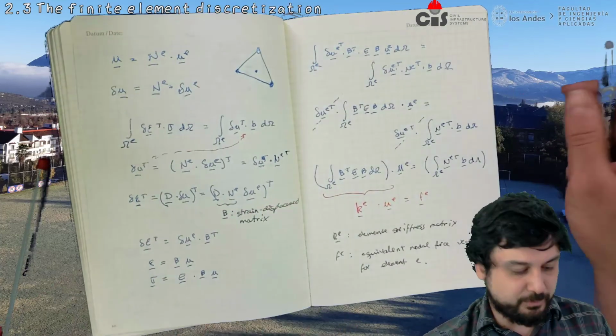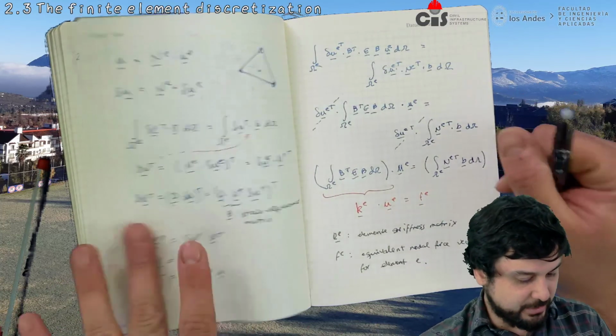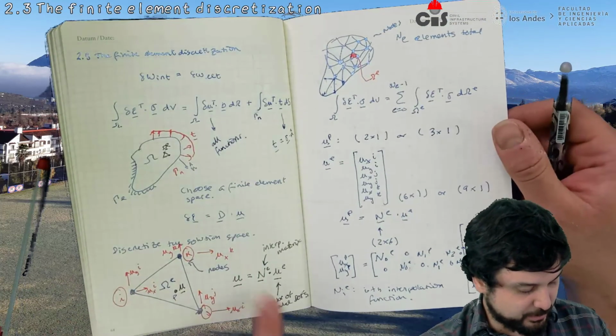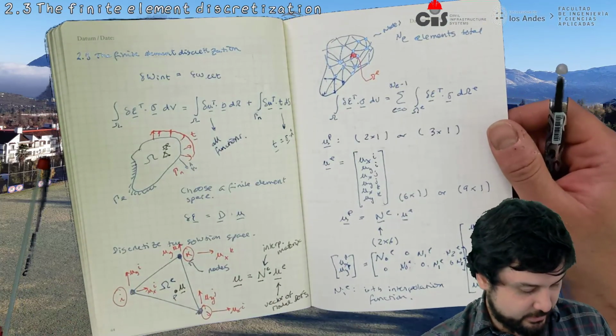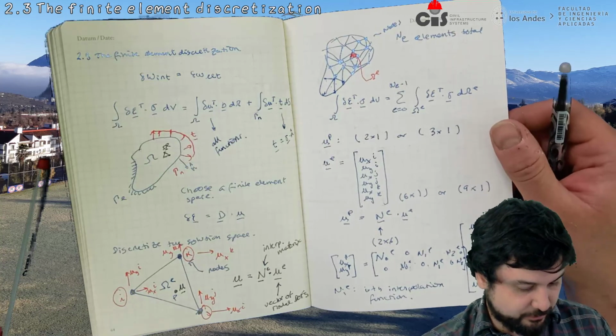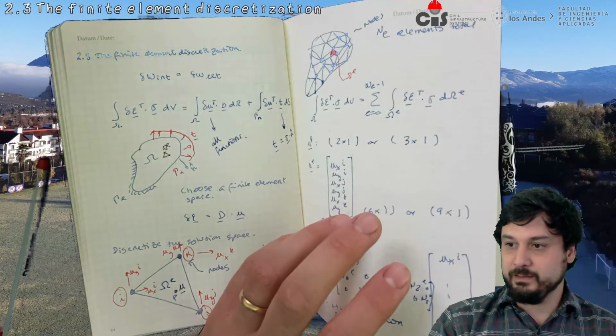So next up, we're going to give actual shapes to this particular interpolation and derive equations for our first finite element. That's all for now.